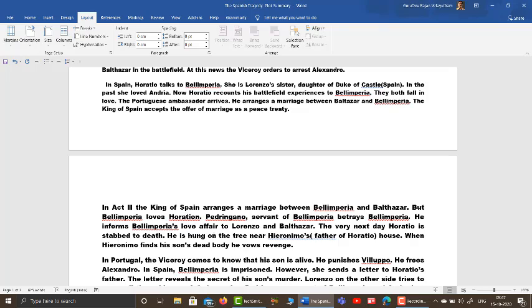Now at this, Bellimperia is a Machiavellian. As I said, this word is very important for this play. A lady Machiavellian. So she now decides to take revenge for the murder of Don Andrea. She decides to go to any extent to take revenge for the murder of her lover. So suddenly she proposes her love to Horatio so that they both can join together to seek revenge to kill Balthazar.